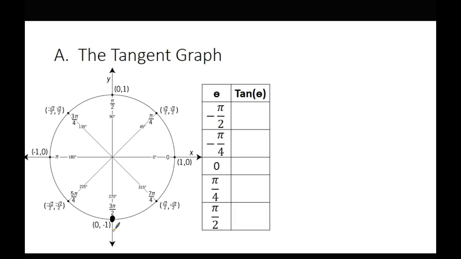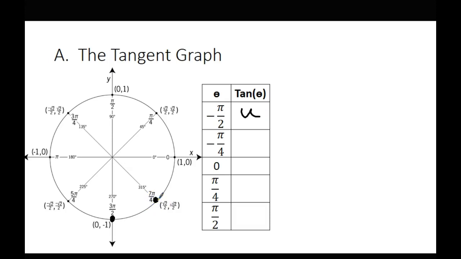Now tangent, you've got to think of your tangent circle. What was tangent down here? Good memory. That means on the graph, that's going to be another vertical asymptote, right? All right, next one. Negative pi over 4 is here.